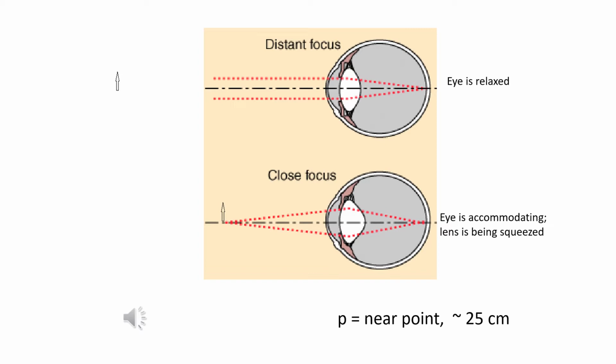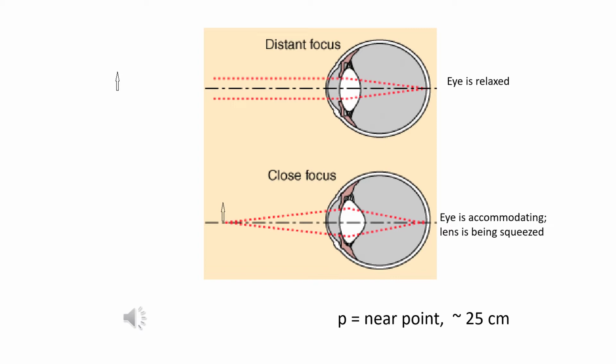Notice in the top image we have an object that's supposedly far away, almost infinitely far away. The light is coming in parallel, goes through the lens in the top image there, and comes to a focus on the retina. In the bottom image, you see the object has come closer, so you would expect the image to be farther out towards the right. But notice that it's focused on the retina because look at the lens. The lens is fatter on the bottom because the muscles are squeezing it to change the focal length.